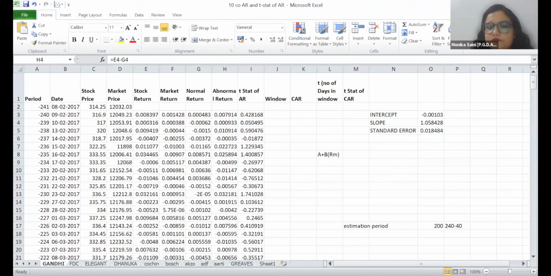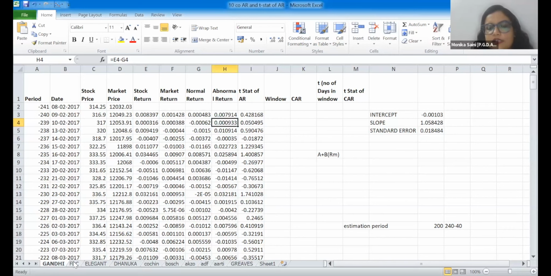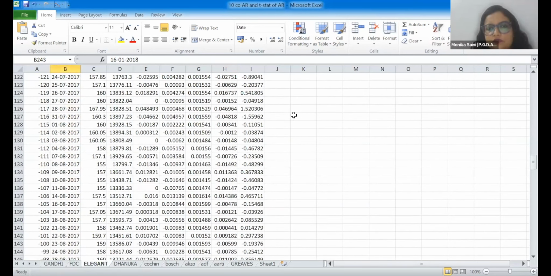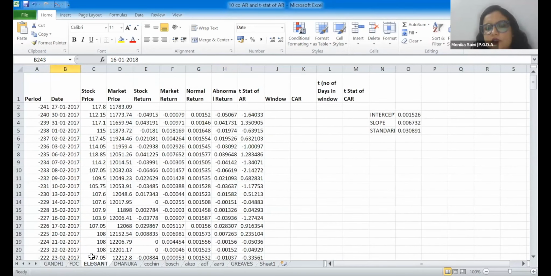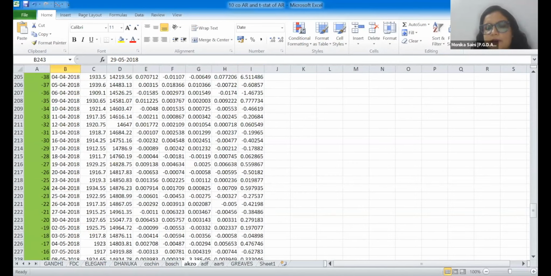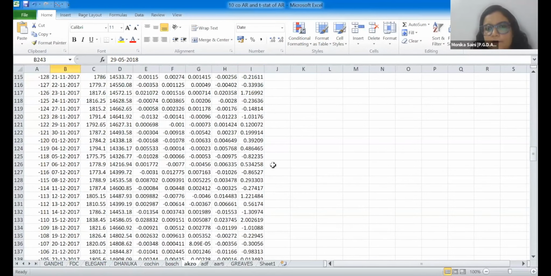Now, we will be calculating abnormal return for each and every company, right? Same way, we will be calculating abnormal return of company 2, company 3, company 4. Same method we are going to follow, right?